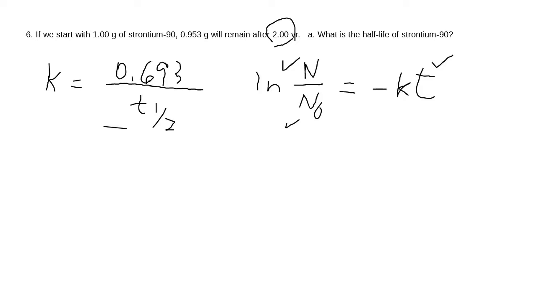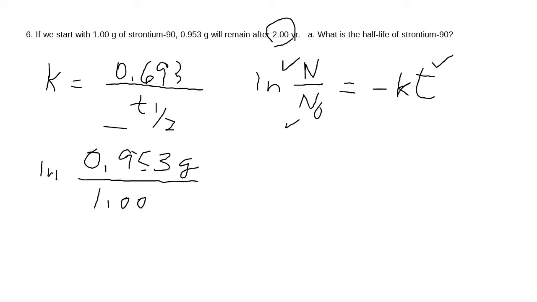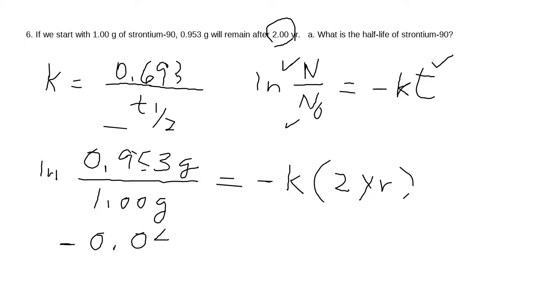So let's see. Natural log of 0.953 grams over 1.00 grams is equal to minus k times 2 years. And then if I take my calculator and take the natural log of 0.953, I get minus 0.048 is equal to minus k times 2 years.